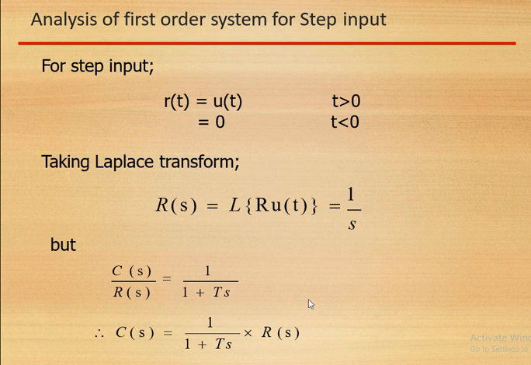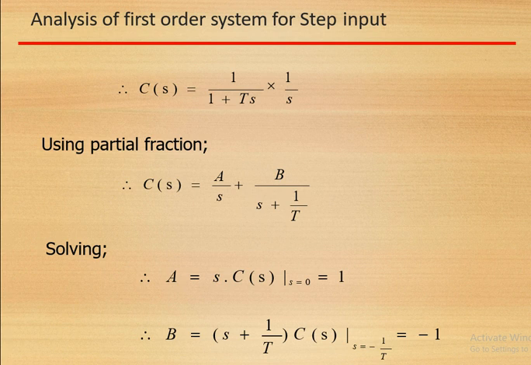One important thing is that we are not taking the input, we are taking the Laplace transform of the input, and for a unit step the Laplace transform is 1 upon s. That's why we replace this R(s) with 1 upon s, because till now we are talking about the Laplace transform only. So C(s) is equal to 1 upon 1 plus Ts into 1 upon s.